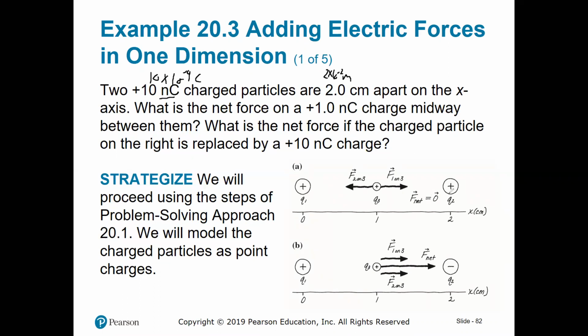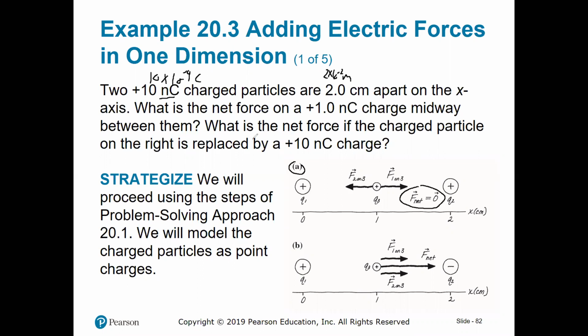So Q1 and Q2 are 10 nanocoulombs, and they're both positive. Q3 is smaller, at 1 nanocoulomb of charge, and it's midway between them. They're all positive. For this first scenario, if Q1 and Q2 are equidistant and have the same force, they're going to end up canceling out. So we're in electrostatic equilibrium here, and the net force is 0.